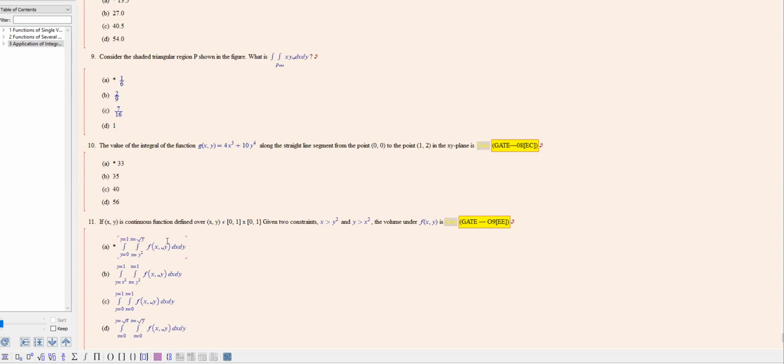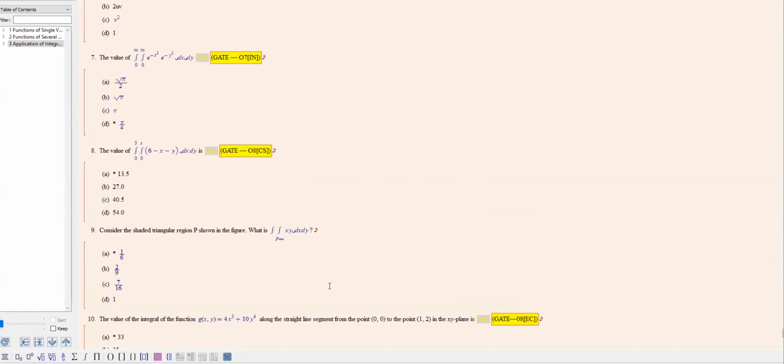Now, then this one is volume of area bounded by area under f of x comma y. We don't have to calculate. It is just asked that x and y both lie between 0 and 1. And x is greater than y square and y is greater than x square. So this is the region. Now, how do you find this out? So these are the problems.